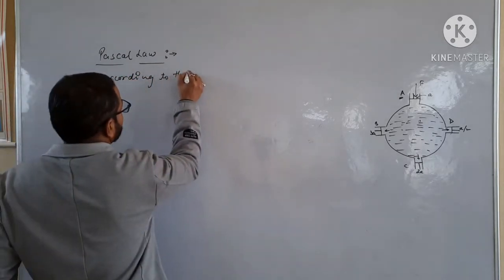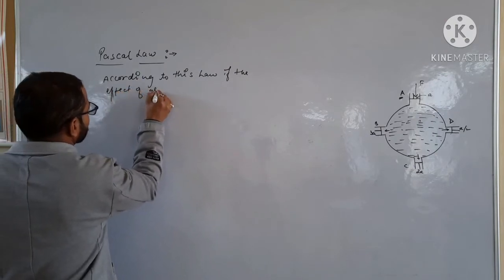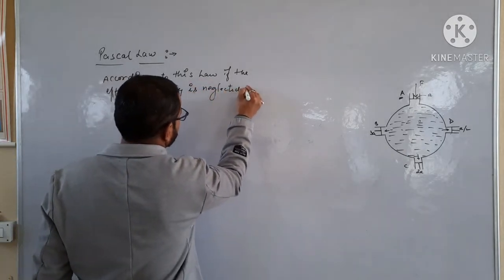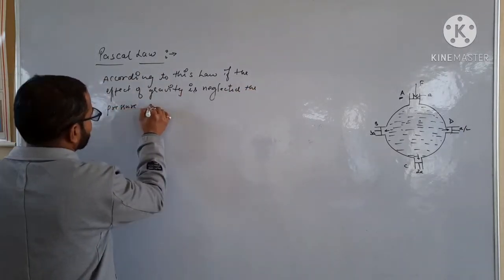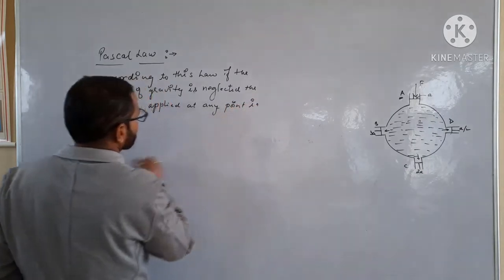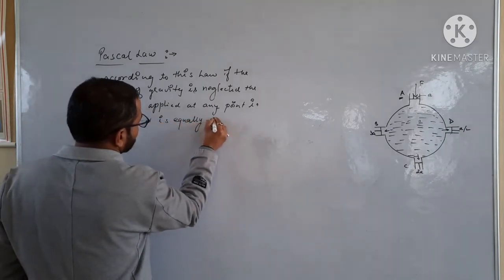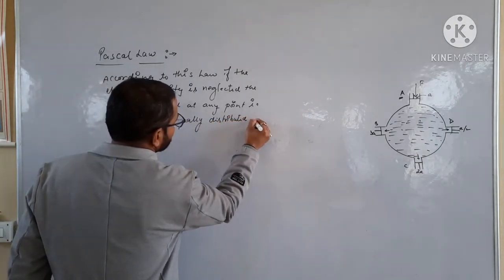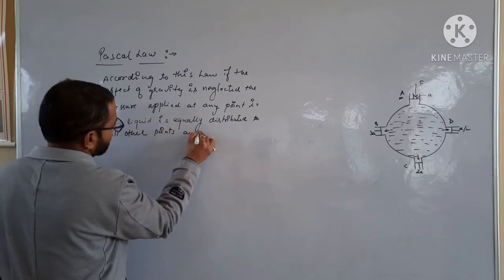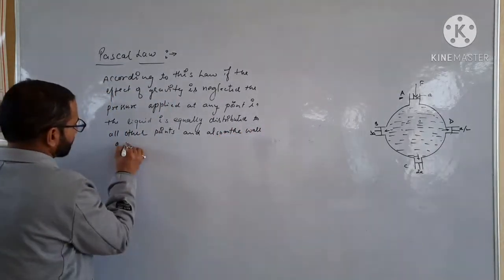to this law, if the effect of gravity is neglected, the pressure applied at any point in the liquid is equally distributed to all other points and also the wall of the container, on the wall of the container.